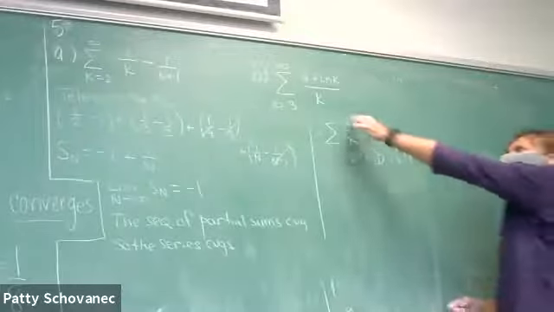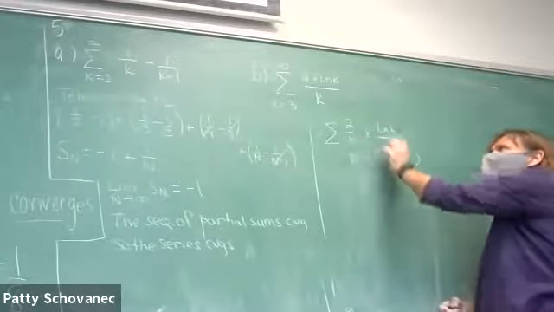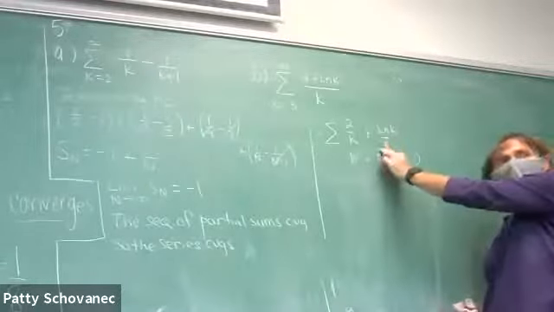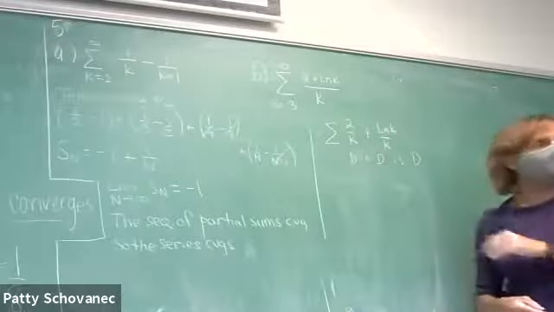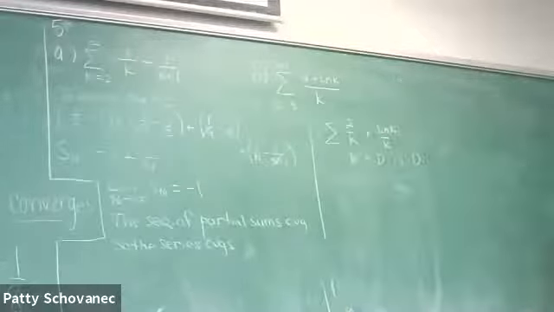Okay? So 2 over k is a p series. P is 1. Log of k over k is a log series where q is 1. Both are not bigger than 1, so they both diverge. But you can do an integral test.